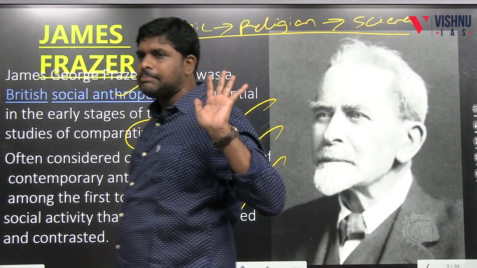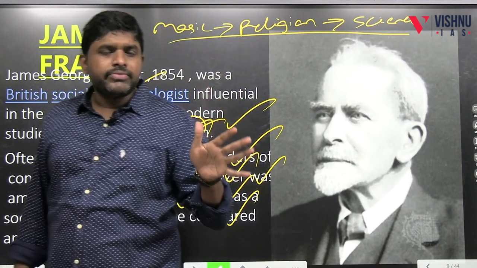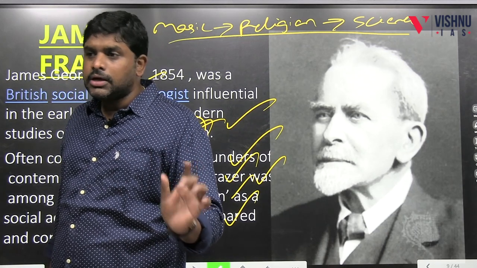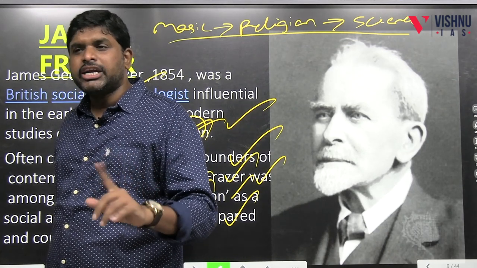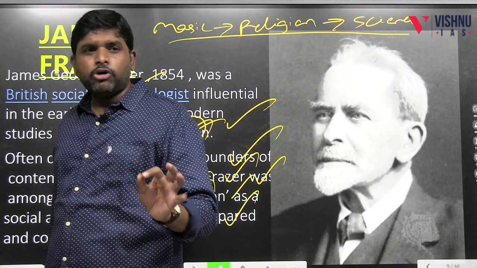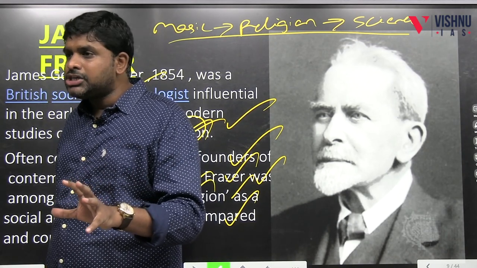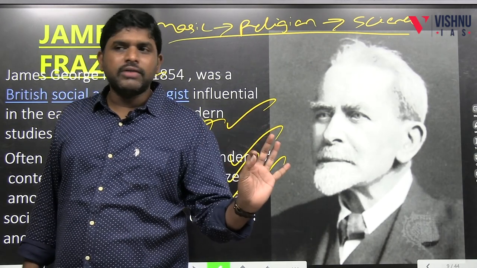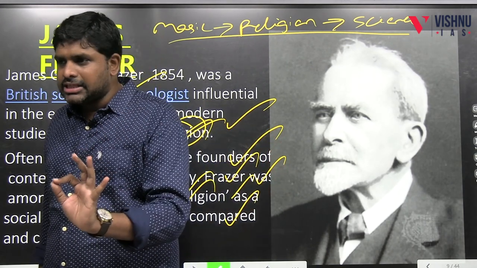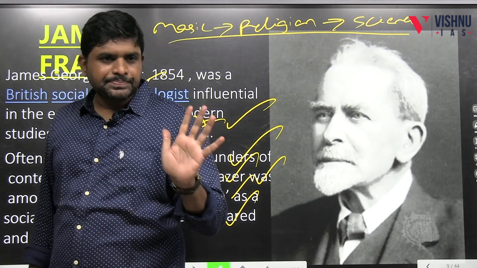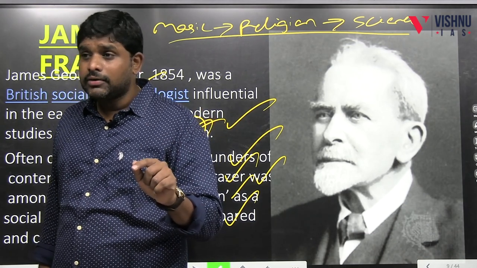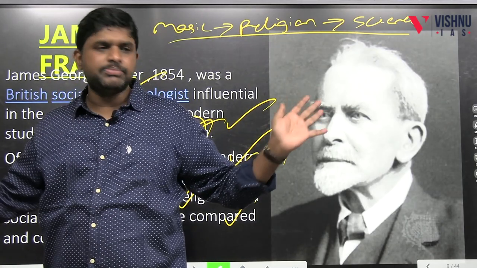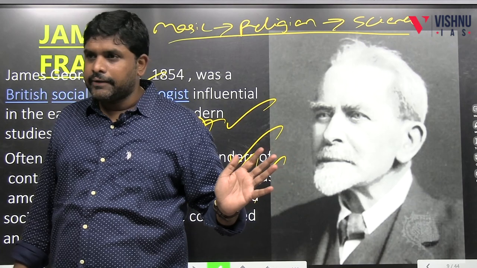In the classroom itself we will complete this, if you are active. Number one, E.B. Taylor. Which country? British. His famous book is Primitive Culture. He is a person who studied religion. He is a founder of modern anthropology and comparative ethnology. Henry Morgan. Which country? American anthropologist, America. He is famous for studying what? Kinship. Everything about kinship is studied.